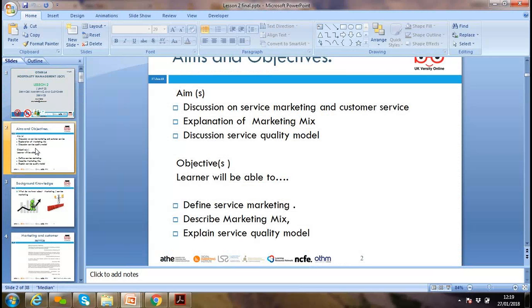We discussed marketing mix. Yes, 4 P's, 7 P's, even we said we can add it to 9 P's. What do the 4 P's stand for? Is it price, people, product, and planning or promotion, was it?